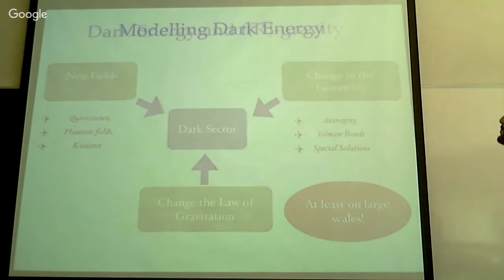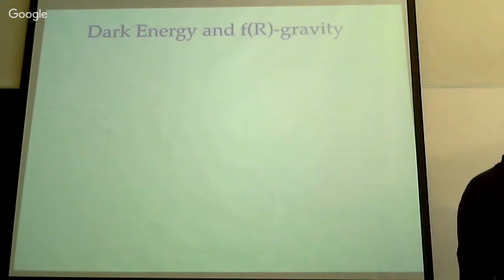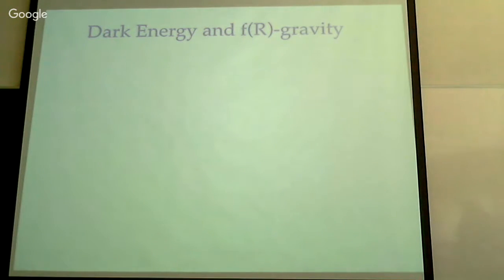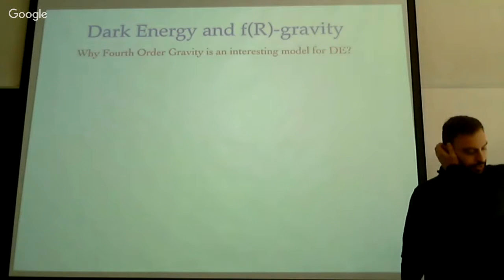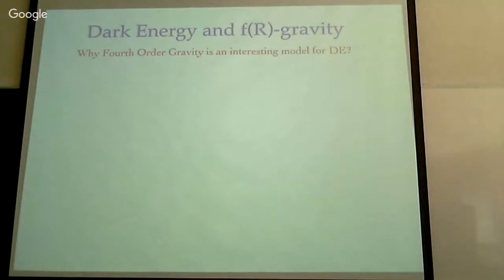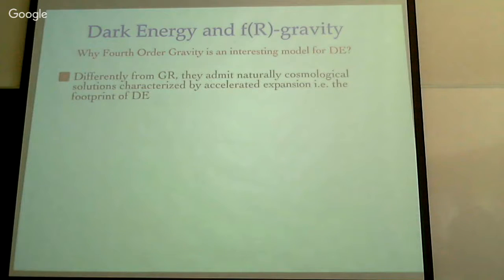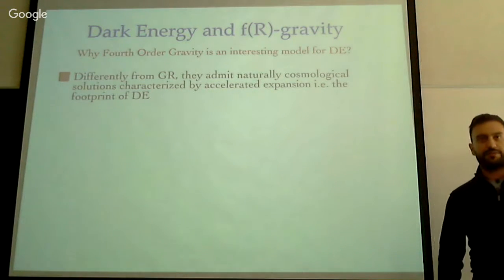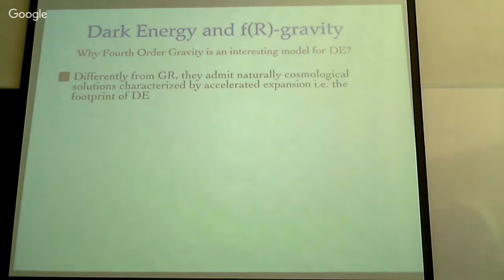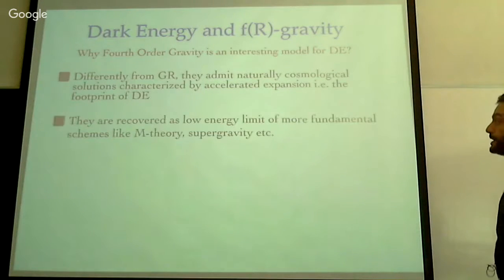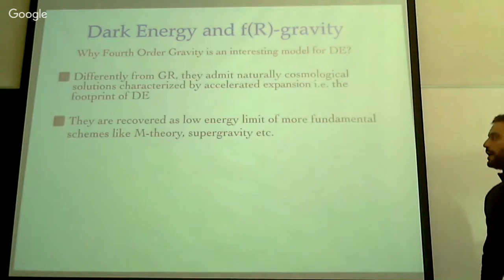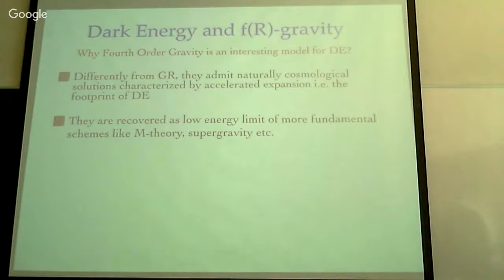So let me restrict the discussion to the model that we'll be analyzing today, which is essentially F(R) gravity. There are two main reasons why these models are interesting. On one hand, we know that these theories naturally produce cosmological solutions characterized by accelerated expansion, which doesn't happen in general relativity. On the other hand, we know that these theories are recovered as the low-energy limit of something more fundamental.